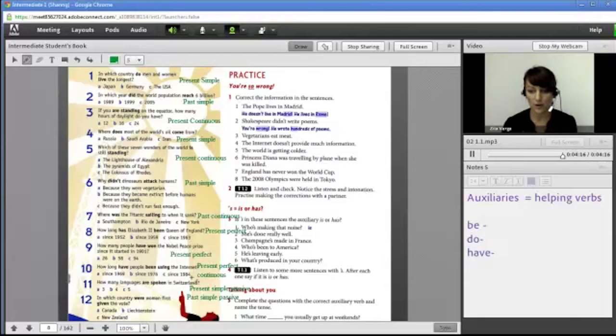Your job is going to be to sort out when be, do, and have are used. Please take notes. Which tenses are they used in and for what? Do you think they're used for making questions only? Or are they used for questions and negatives? Or are they maybe used in positive sentences as well? Please decide together with a partner. Off you go.